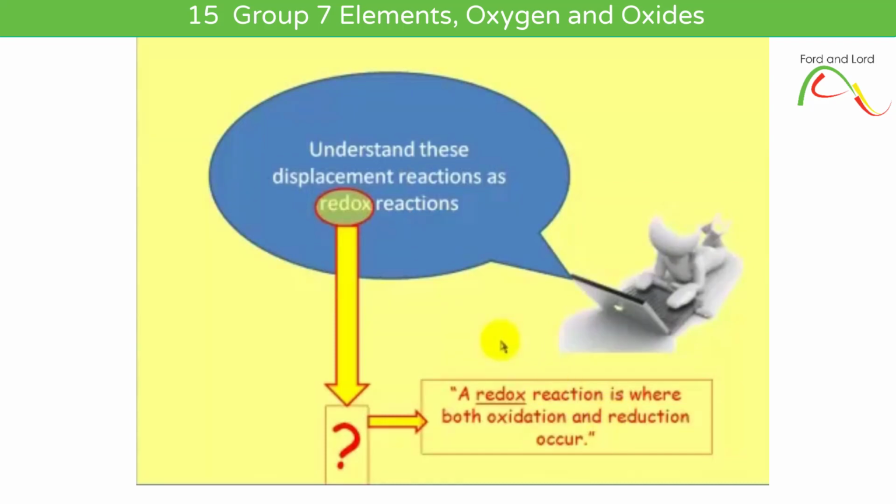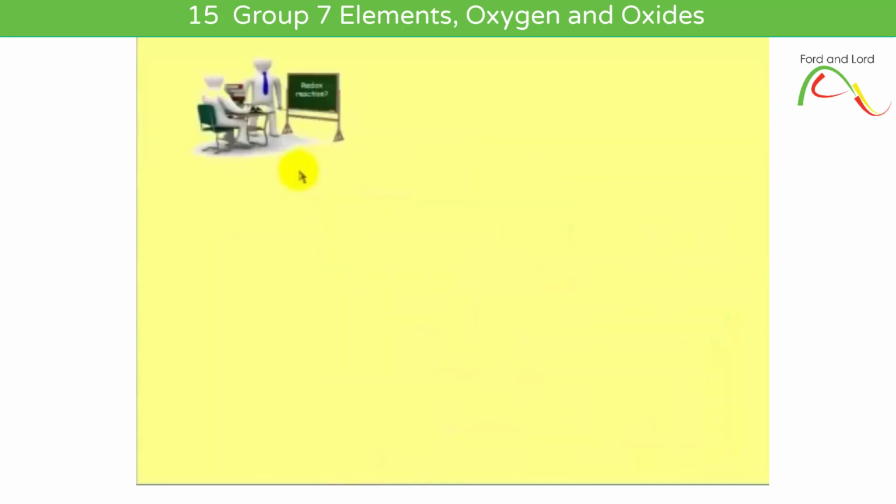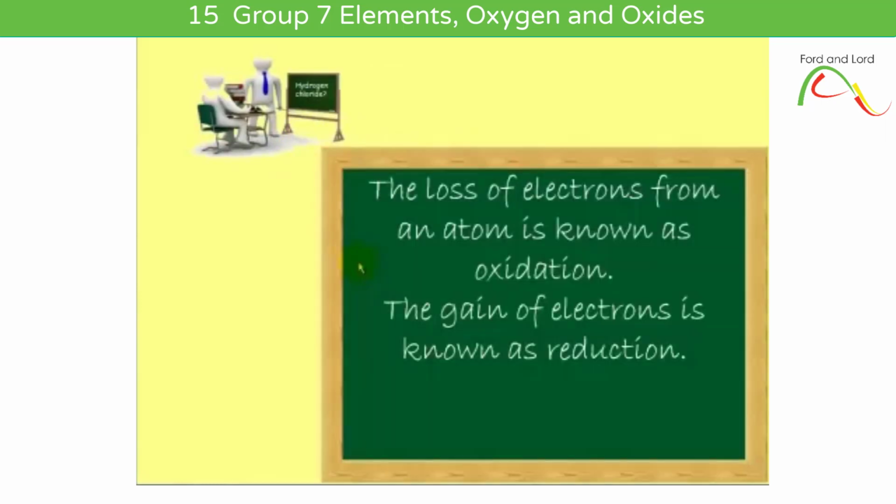Let's go back to the drawing board, shall we? What is this redox reaction? Well, if we lose electrons from an atom, it's known as oxidation. So if you lose electrons from an atom when you're forming an ion, it's known as oxidation. If it gains electrons, it's known as reduction. So if during a reaction an atom gains electrons, it's being reduced.